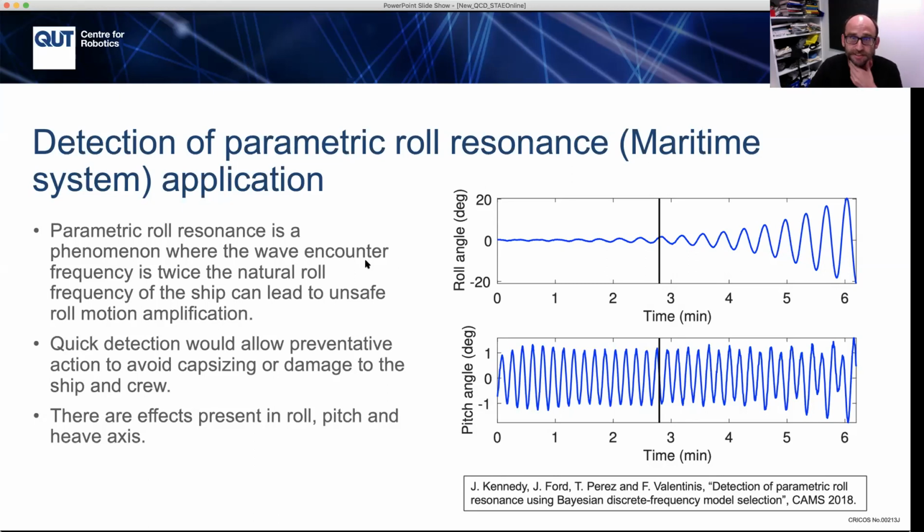So here's a picture of some data. We have data from a roll, and this is the amplitude oscillation effect that you're trying to detect. In this paper, we didn't use quickest change detection techniques. We used another sort of detector, but we're aware that it's the sort of problem that you could use quickest change detection techniques for.